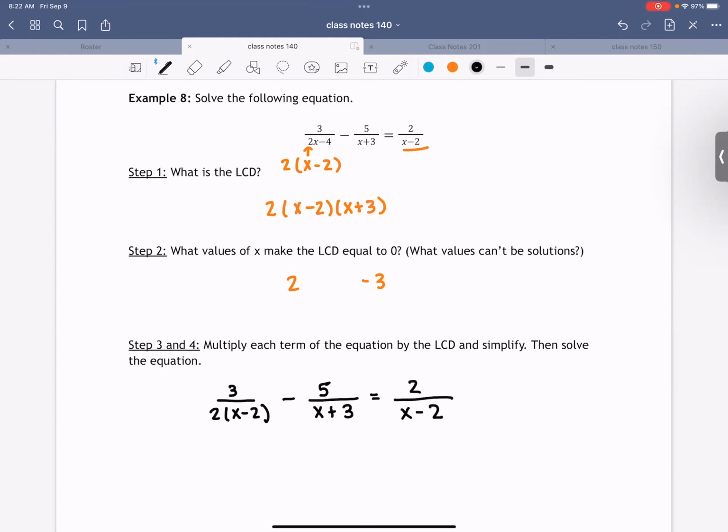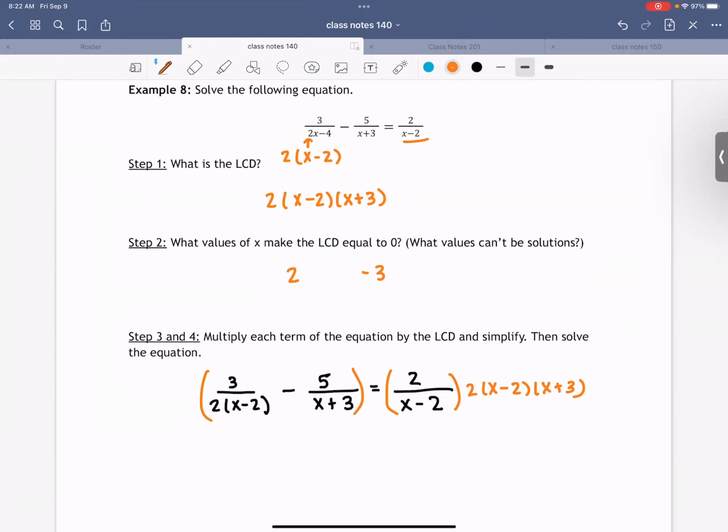Okay. So I just rewrote the equation. I want to multiply the LCD by the equation, which means I have to do it on both sides, right? So I'm going to take my LCD, 2 times x minus 2 times x plus 3, multiply it on the right side, which means I also have to multiply it on the left side. 2 times x minus 2 times x plus 3. Okay.